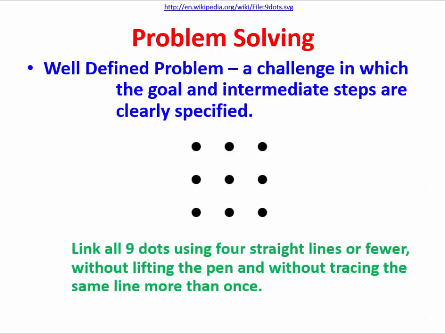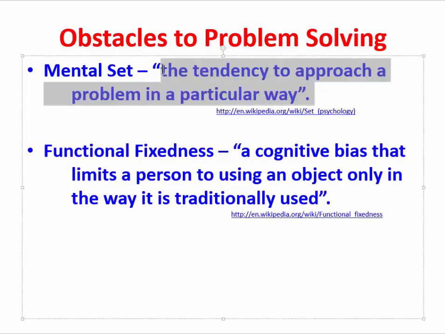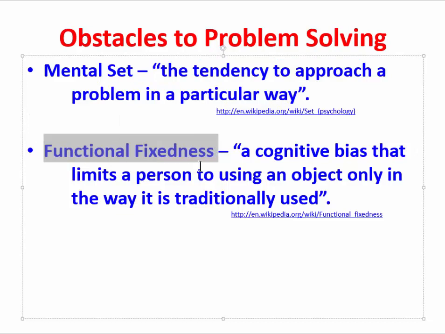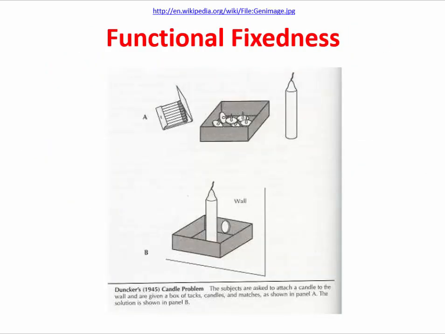Okay, why don't we move on and consider some obstacles to problem solving. One that is known well to psychologists is the idea of mental set, which we can define as the tendency to approach a problem in a particular way. And one type of mental set is known as functional fixedness. Can you say that with me? Functional fixedness. There you go. We can define that as a cognitive bias that limits a person to using an object only in the way it is traditionally used. So let's take an example of functional fixedness and see how psychologists might study this.